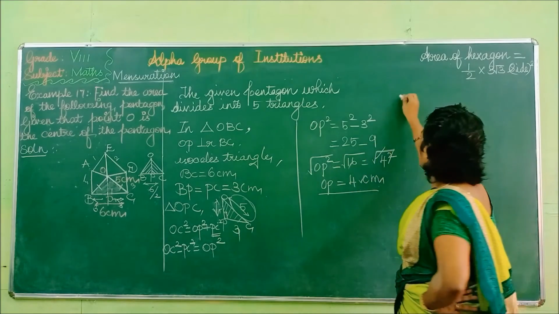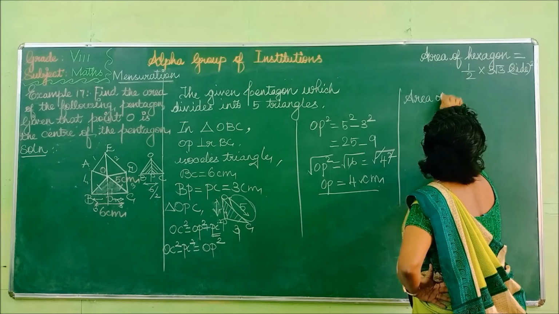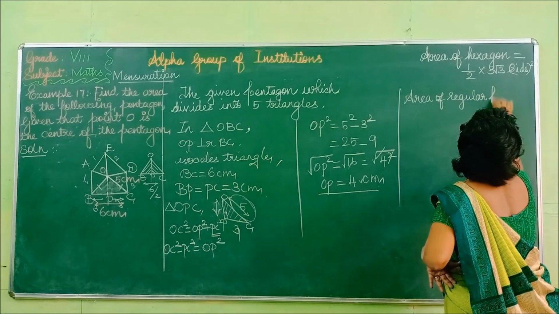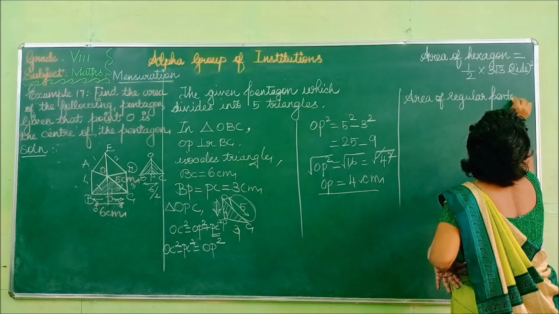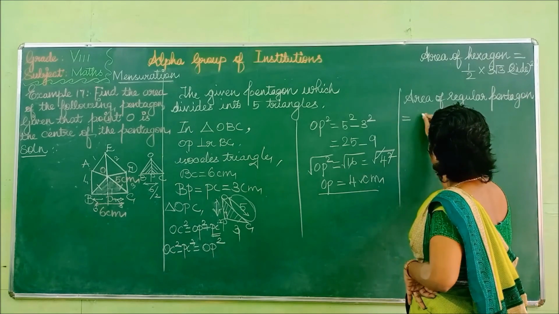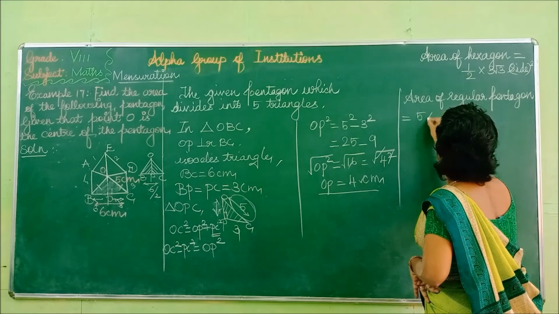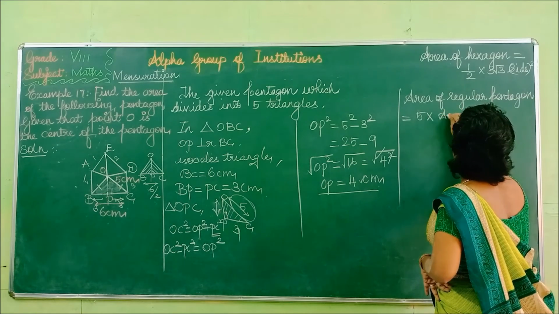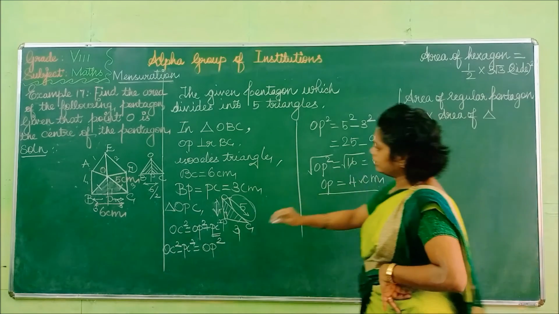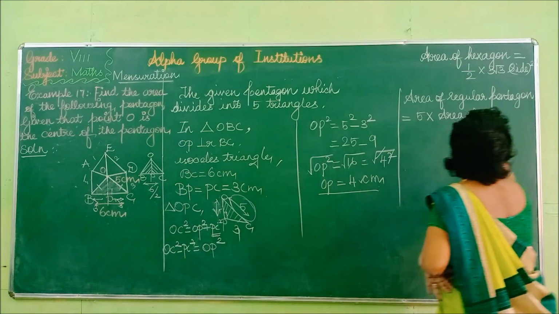What is the formula for the area of a pentagon? The area of a regular pentagon is equal to n, where n means how many sides? Pentagon means we have 5 sides. 5 into the area of one triangle. What is the triangle you have taken? The shaded portion, triangle OPC.